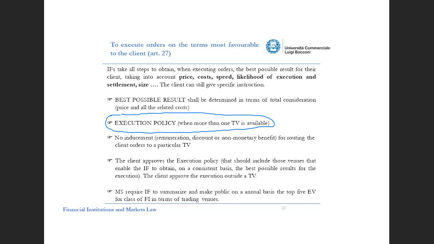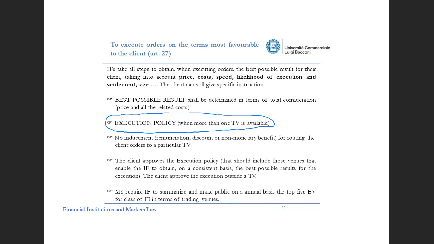Now, this best execution policy applies to retail clients, but also might apply to professional clients if they ask for additional protection. And it can be quite comprehensive, or it might be more specific. For instance, you can have distinct execution policies for different kinds of financial instruments, because different financial instruments have different trading venues, and then you can have more tailored execution policies for different kinds of financial instruments.